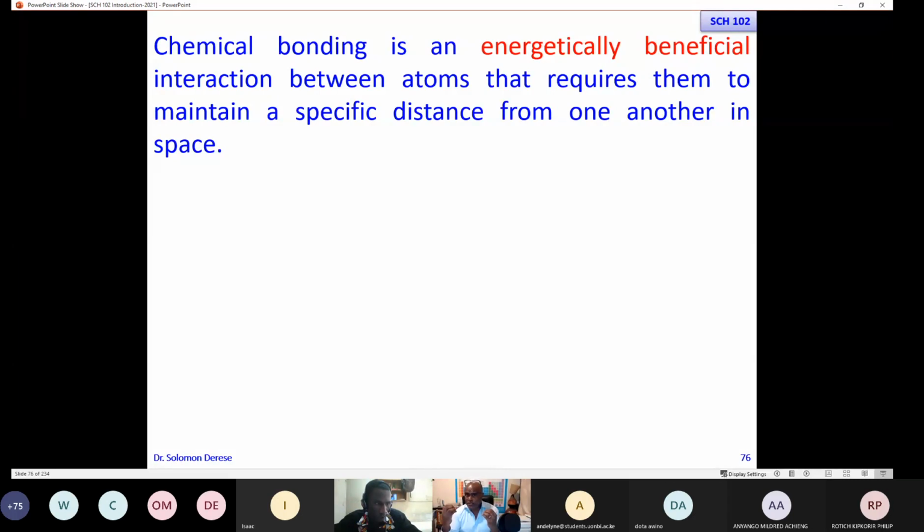So the two hydrogen atoms will attract each other and will come very close, but they are not going to merge with one another, combine with one another, and become one.